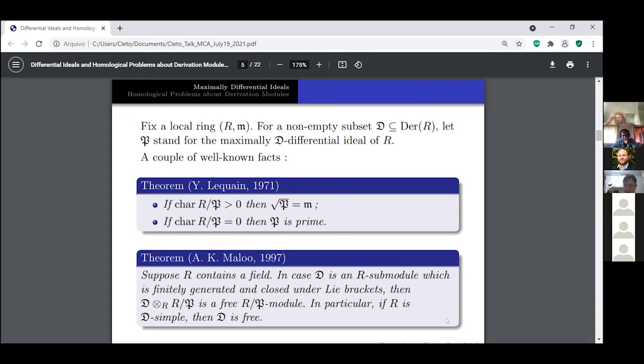The second one is due to Maloo. In case R contains a field, and D is a finitely generated submodule closed under Lie brackets, then this tensor product is free as a module over R mod P. This shows in particular that if R is D-simple, then D is free. This is an interesting fact, okay? In particular for D equal to the entire derivation module.